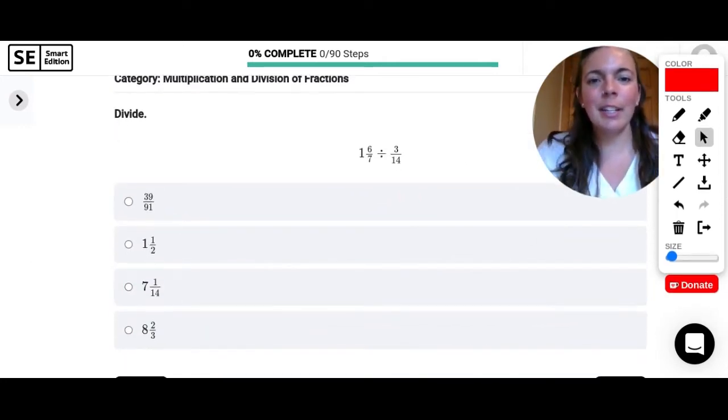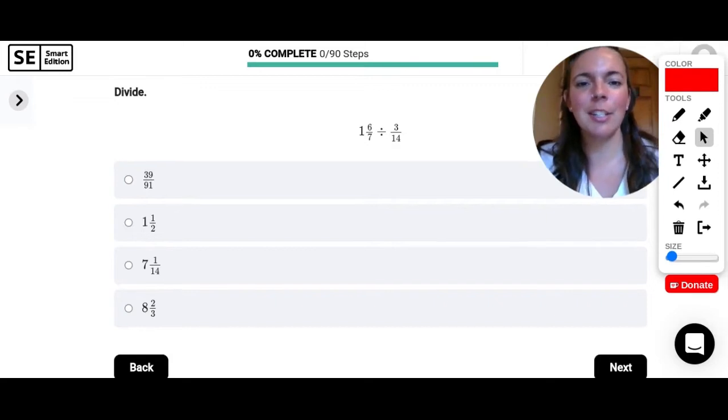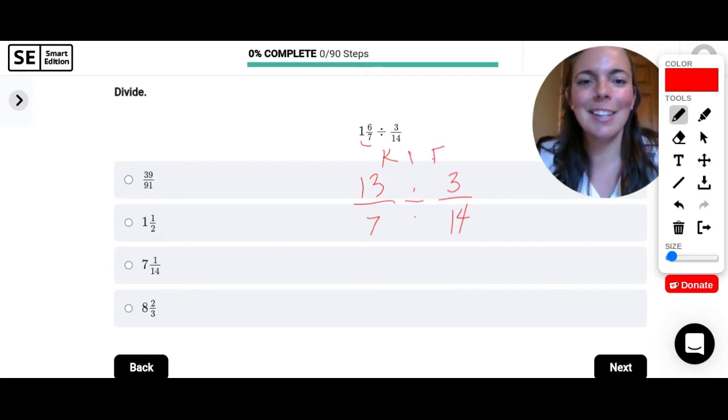Let's check out the next one. Okay, dividing a mixed number by a fraction. Again, I'm going to turn these into improper fractions, or the first one into an improper fraction at least. 7 times 1 is 7, plus 6 is 13. So 13 sevenths divided by 3 fourteenths. So remember, think fried chicken, KCF. So keep the first one, change division to multiplication, and then flip the second one.